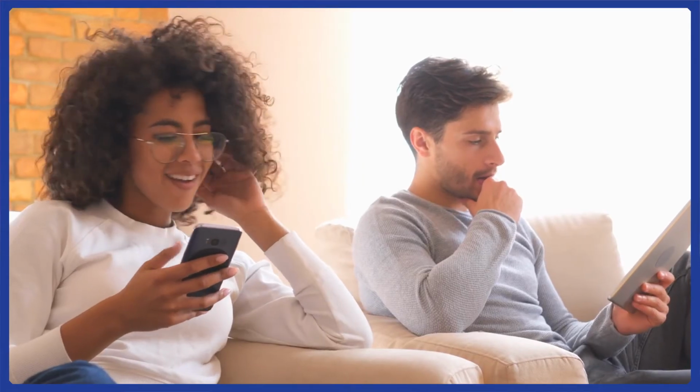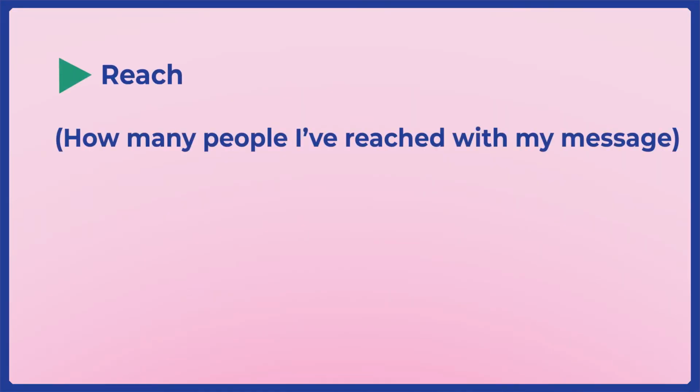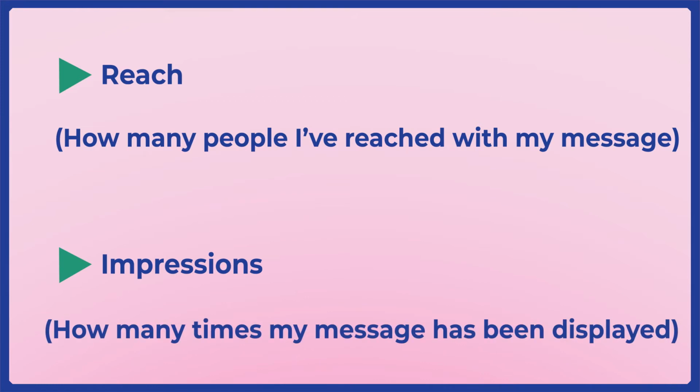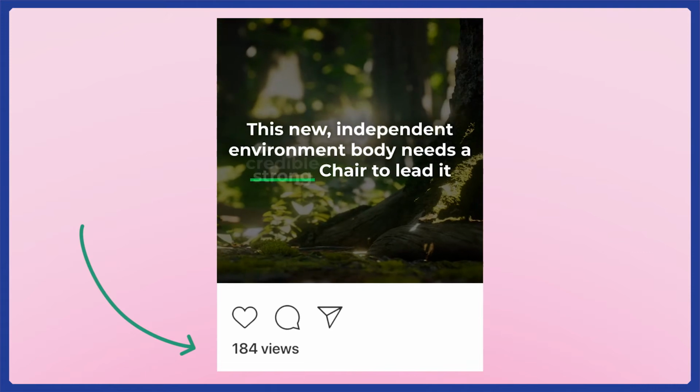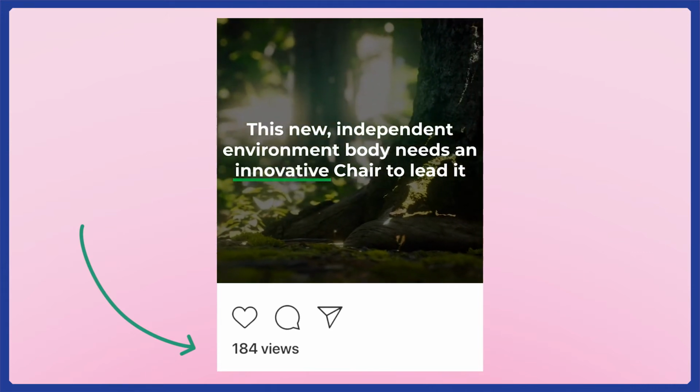If your digital objective is raising awareness, typical digital KPIs are reach, so how many people I've reached with my message, or impressions, how many times my message has been displayed. It's easy to understand the difference between reach and impressions with a simple example. If the same user sees the same post 3 times on his Facebook feed, he would have generated 1 reach and 3 impressions. If your content is video, you could measure awareness by video views, a metric similar to impressions but based on video content.